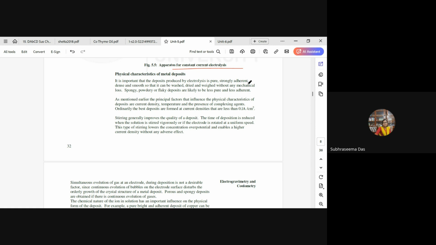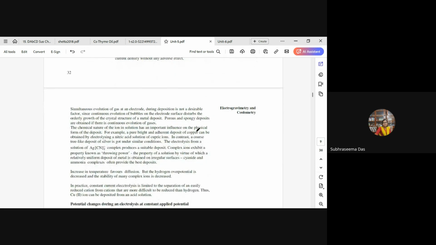So here the principal factors that influence the physical characteristics of the deposits are current density, temperature and the presence of complexing agents. Stirring generally improves the quality of the deposit. The time of deposition is reduced when the solution is stirred vigorously. This type of stirring lowers the concentration overpotential and also enables a smooth deposit without any adverse effect.